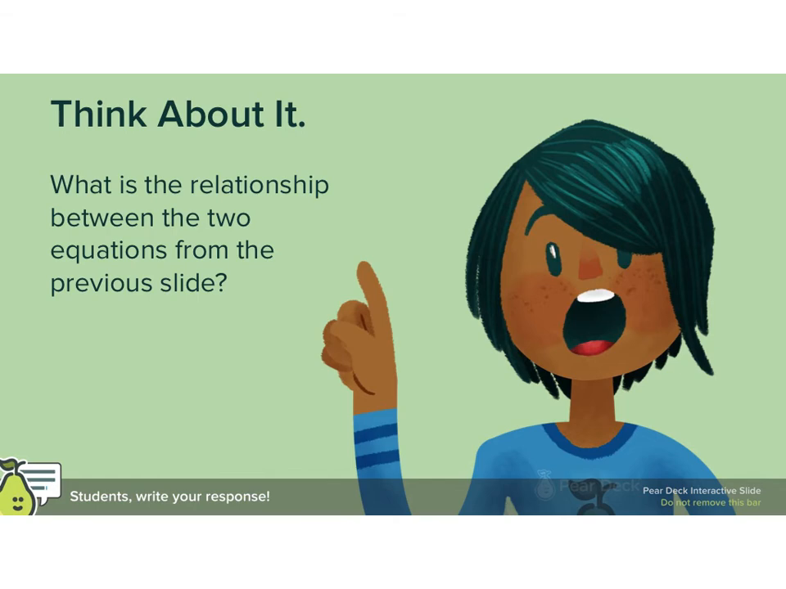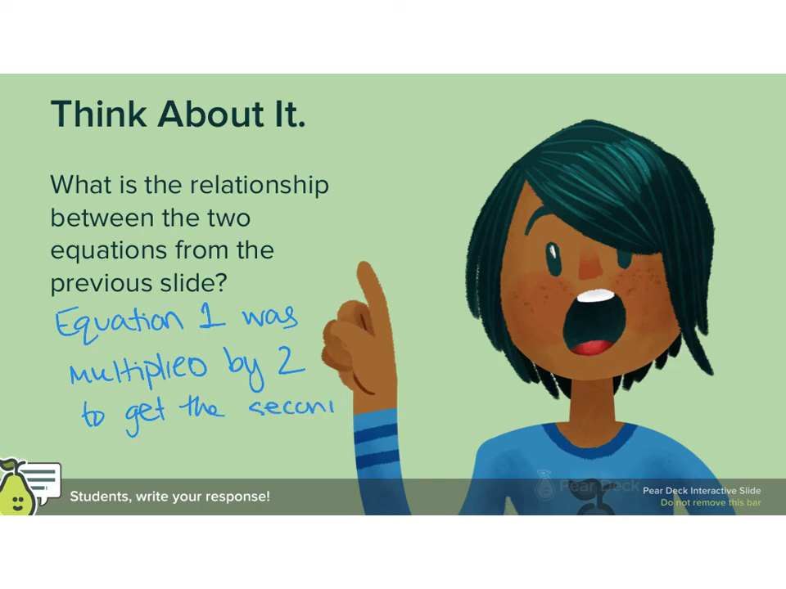So for the second question, what is the relationship between the two equations? So equation 1, or the first equation, was multiplied by 2 to get the second equation. Something along those lines. Complete sentence starting with a capital, ending with a period, letting me know that we multiplied by 2. If you wanted to start with equation 2 and say everything was divided by 2, that's perfectly fine. I just started with equation 1.